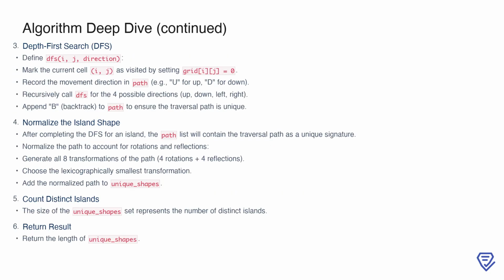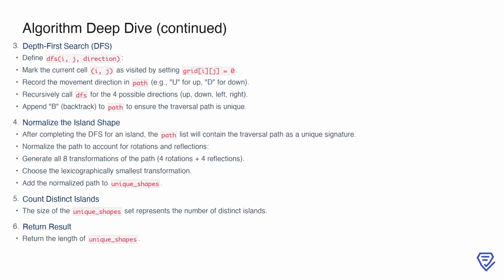The depth-first search, or DFS, is the core of this algorithm. The DFS function is designed to explore the entire island starting from a given cell. It begins by marking the current cell as visited by setting its value in the grid to 0. During exploration, each movement direction, up, down, left, or right, is recorded in a list called path. This ensures that the traversal is encoded uniquely. The function continues recursively for all valid neighboring cells.